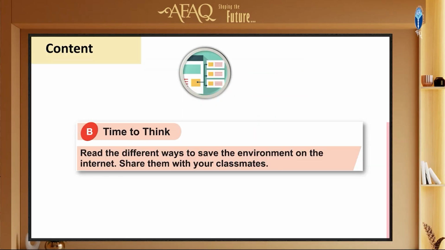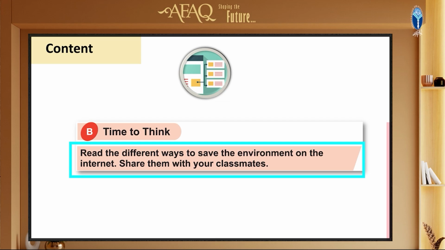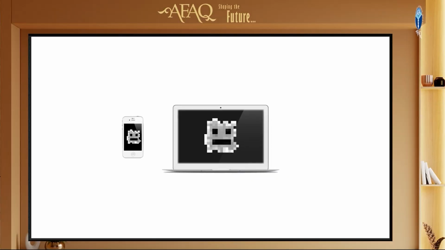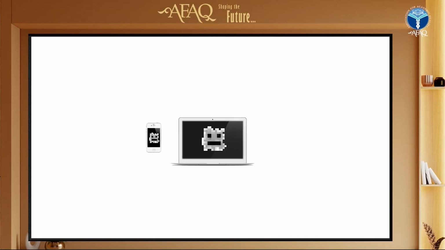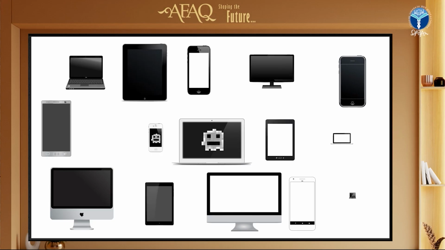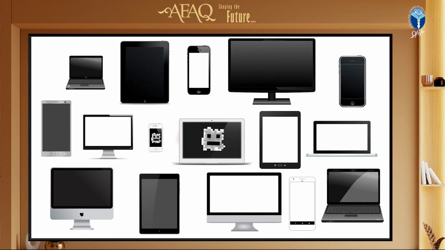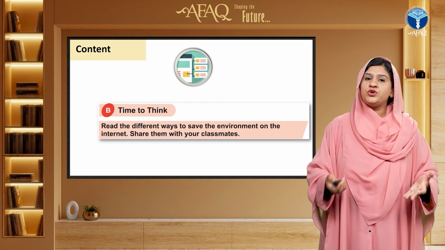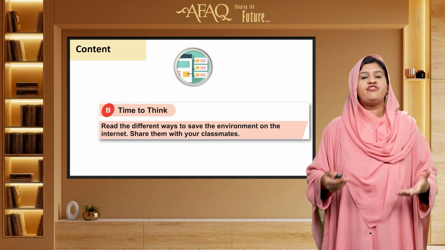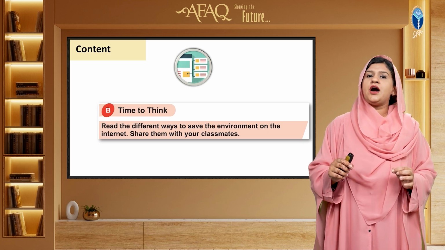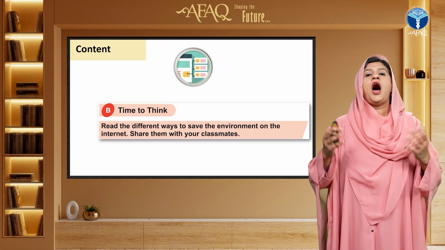Time to think. Read the different ways to save the environment on the internet. Share them with your classmates. So it's time to do some internet surfing. All of you have your phones and tablets at home with an internet connection, so use the internet wisely and research some ways in which we can save our environment, what positive things we can do to make our environment and earth a better place.